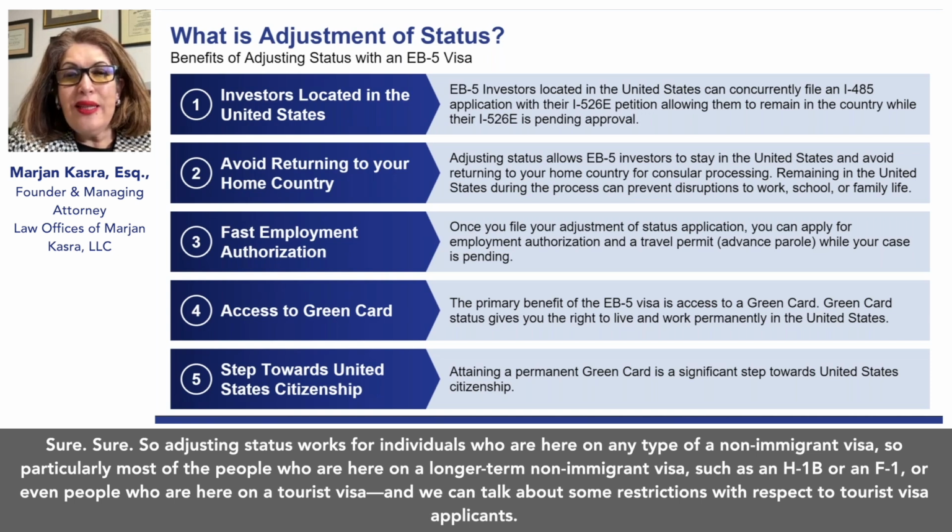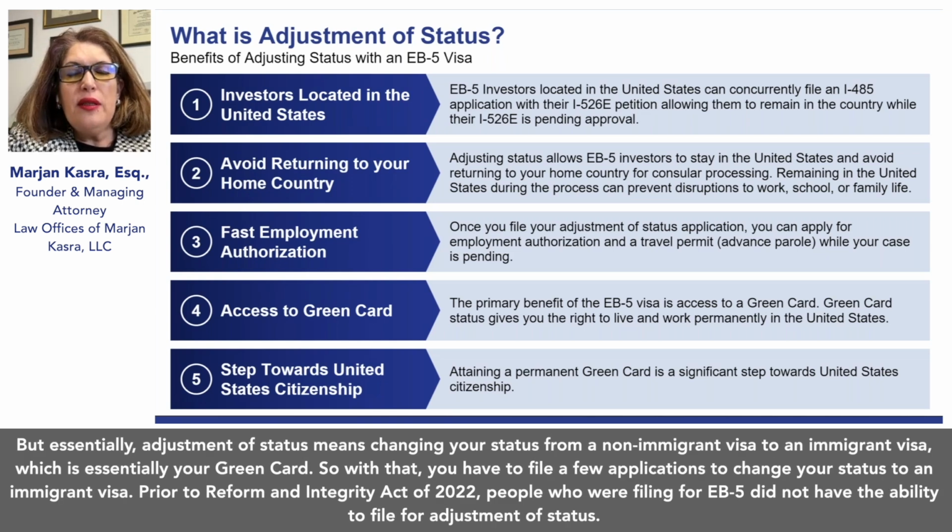Sure. So adjusting status works for individuals who are here on any type of a non-immigrant visa. So particularly most of the people who are here on a longer term non-immigrant visa, such as an H-1B or an F-1, or even people who are here on a tourist visa, and we can talk about some restrictions with respect to tourist visa applicants, but essentially adjustment of status means changing your status from a non-immigrant visa to an immigrant visa, which is essentially your green card. So with that, you have to file a few applications to change your status to an immigrant visa.